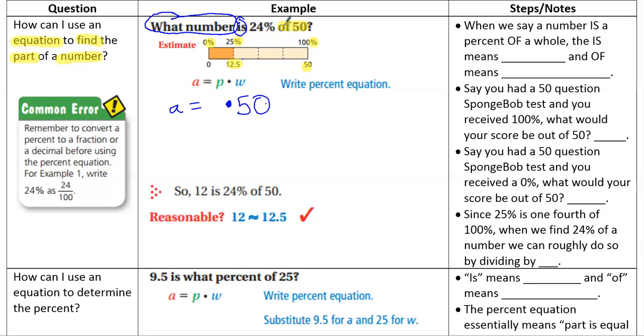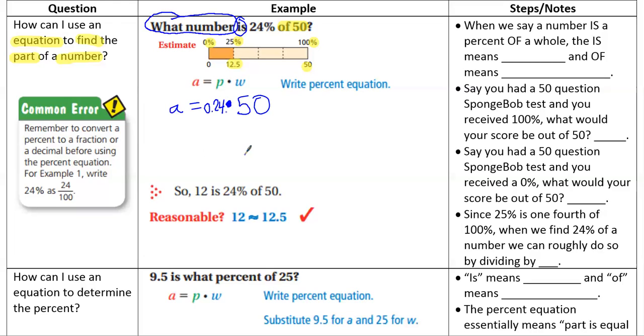The thing is that 24% and 50 are not in the same number form. This is a percent with the percent sign, 24%, and this is a decimal. So we're going to use D2P. 24% is really 24 hundredths, so that's 0.24.